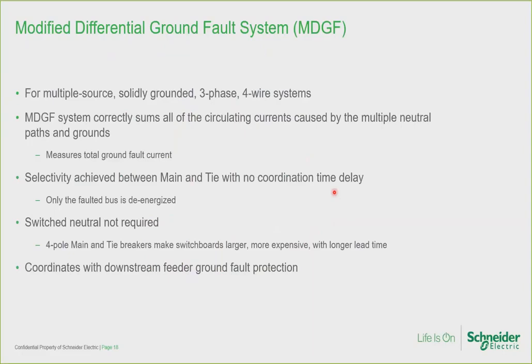The modified differential ground fault scheme, or MDGF, is intended for multiple source, solidly grounded, 3-phase, 4-wire systems. The MDGF scheme correctly sums all the circulating currents caused by the multiple neutral paths and grounds. MDGF also achieves selective coordination between the main and tie breakers without having to add a coordination time delay. A switched neutral is not required. MDGF also coordinates with downstream feeder ground fault protection.